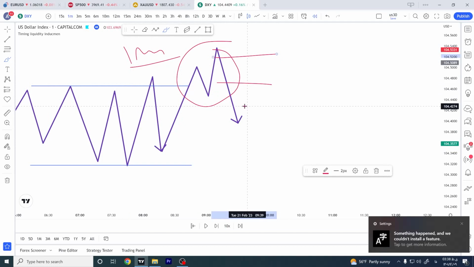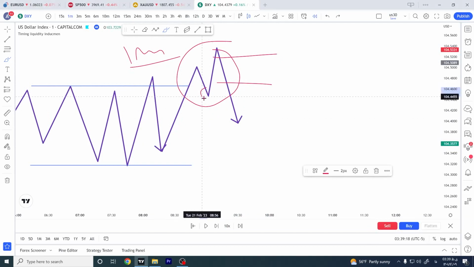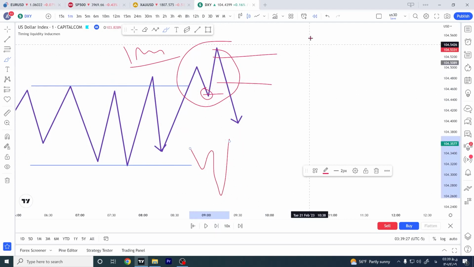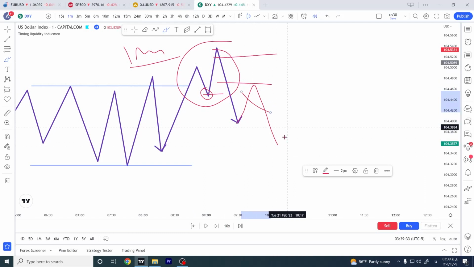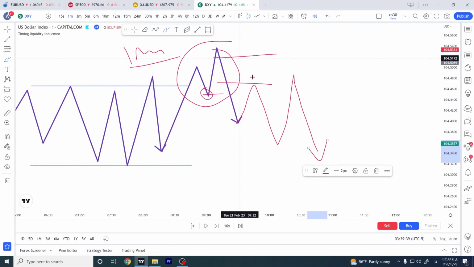After that shift, we can enter on any kinds of imbalance. I mean, what is a shift? When it comes down and it breaks this structure. Which structure? The last structure that created the last higher high or the last lower low. So when that gets broken and we have an imbalance here, or we have a kind of liquidity before that, that's better. We can enter on that imbalance for sales. It is for London session.